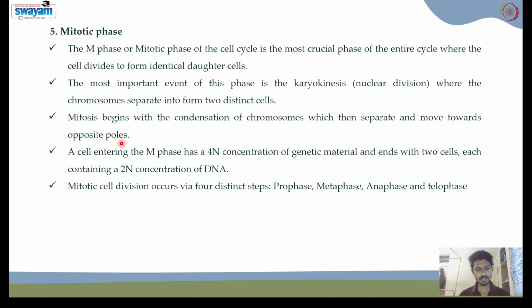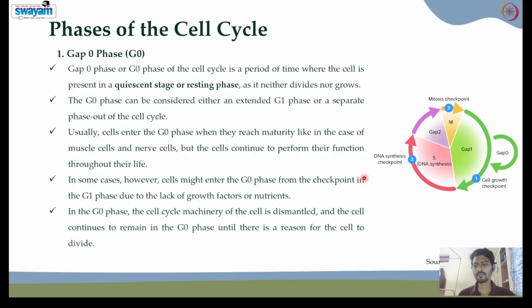So what are all the steps that are involved in this mitotic phase? First is the prophase, second is the metaphase, then anaphase, followed by the telophase. So these are all the different phases, and once a cell enters into the M phase, it will have 4n concentration of genetic material, ending with two cells having 2n concentration of DNA. So this is the most important phase, and in the whole cycle we can observe that in the S phase DNA synthesis occurs, and in the mitotic phase the cell division occurs.